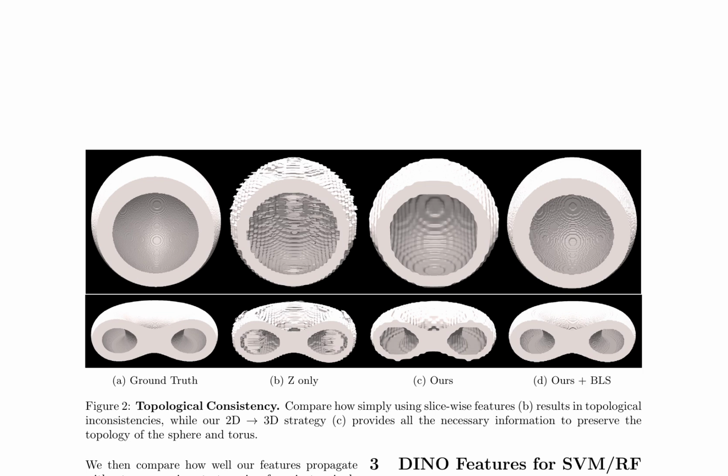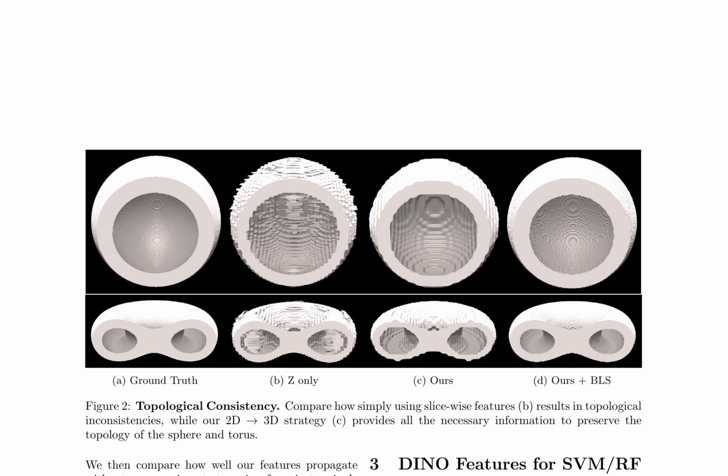The topological consistency of a 2D-to-3D feature extraction strategy is evaluated, comparing it to slice-wise feature extraction. Figure 2 illustrates the results, where the slice-wise approach introduces topological inconsistencies, whereas the proposed merged feature approach preserves the topology of the sphere and torus. The bilateral solver can remove most block artifacts visible in both approaches.